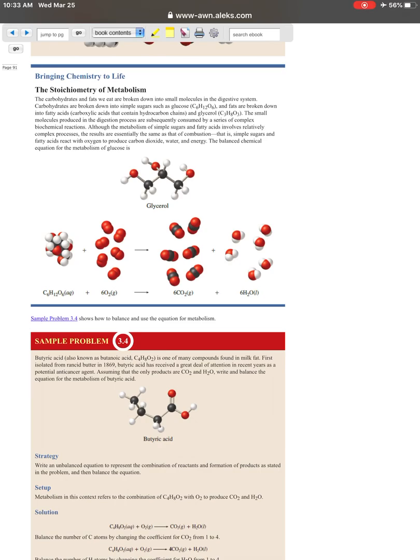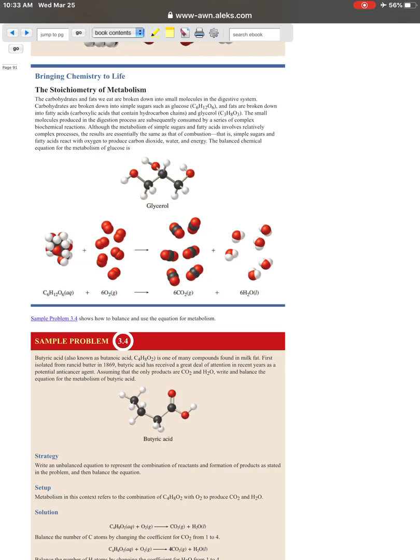Although the metabolism of simple sugars and fatty acids involves relatively complex processes, the results are essentially the same as that of combustion. That is, simple sugars and fatty acids react with oxygen to produce carbon dioxide, water, and energy. The balanced chemical equation for the metabolism of glucose is C6H12O6 aqueous plus 6 O2 gas yields 6 CO2 gas plus 6 H2O liquid.